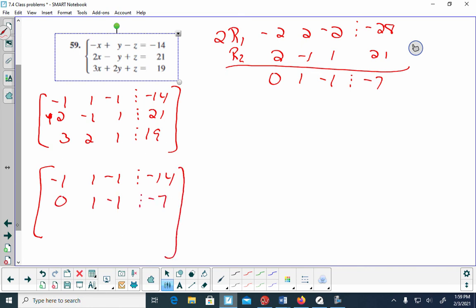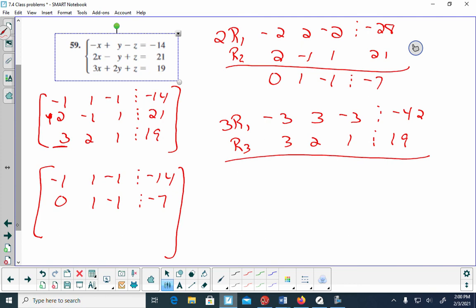And then to eliminate this 3 here, I'm going to multiply row 1 by 3. So 3 times row 1, so negative 3, positive 3, negative 3, and this will be negative 42. Row 3 is 3, 2, 1, 19. So 0, 5, negative 2, and negative 23.